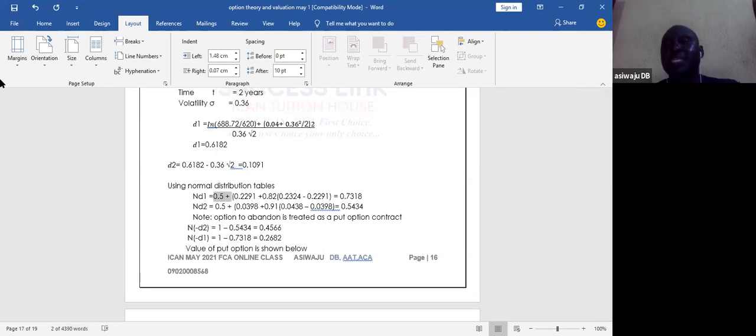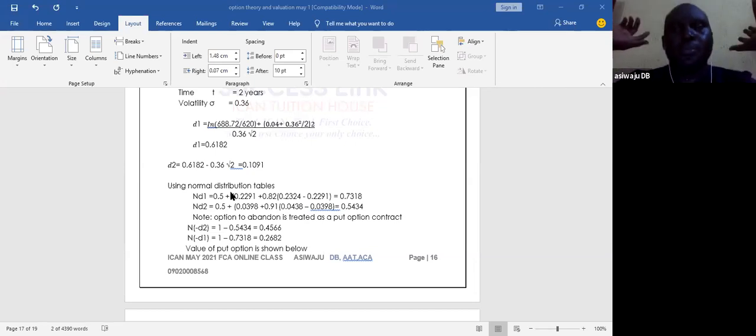Our 0.5 plus or minus will be introduced when you get to your ND1. Now, because the figure here is positive, introduce 0.5 plus. Now, can we go to our normal distribution table?